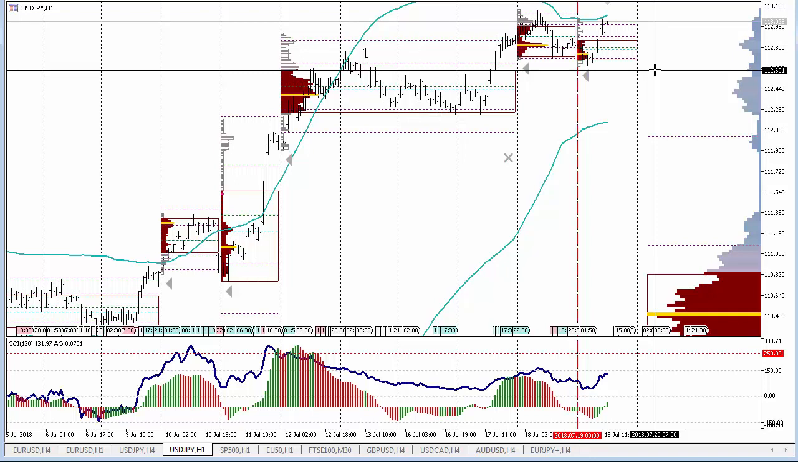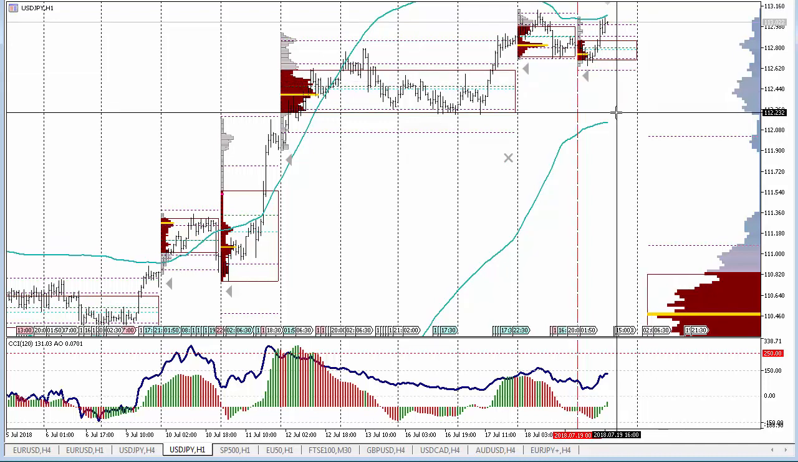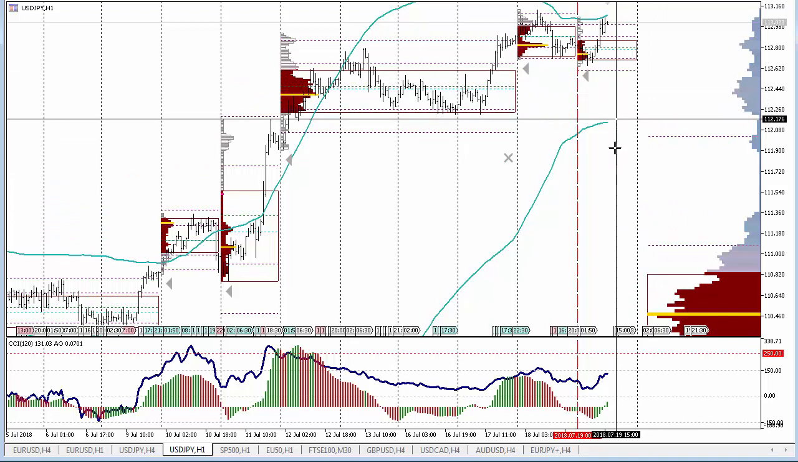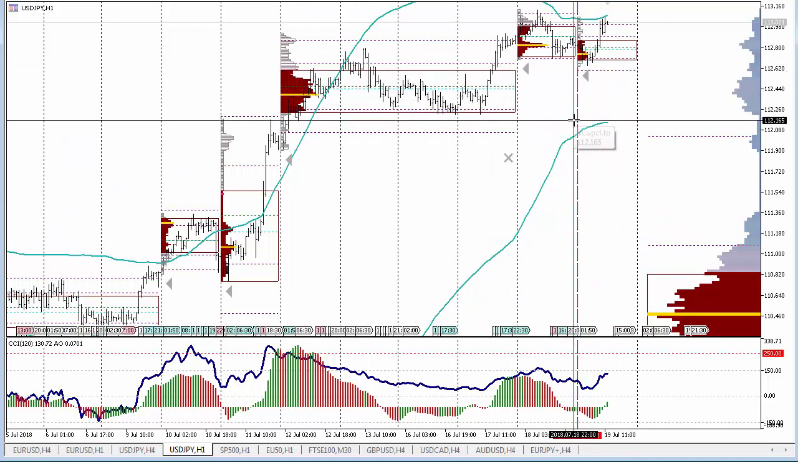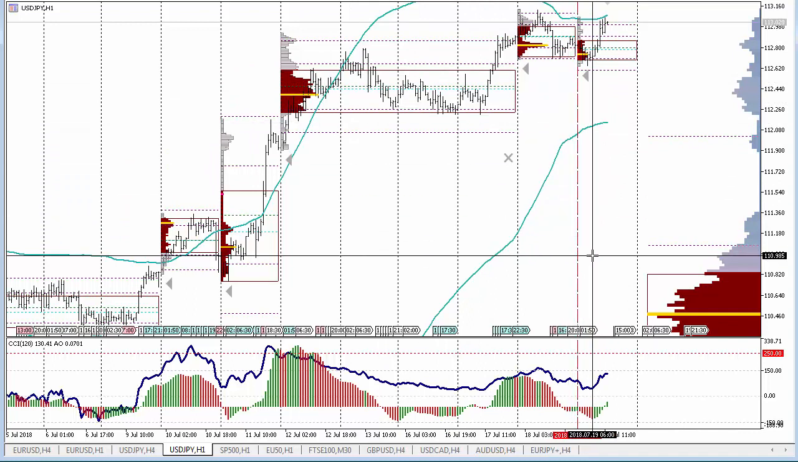112.60. If the price is accepted below this level, it means that the sellers are taking control again, and I will be looking for opportunities. If I'm a little bit more conservative, I will be looking for a move below 112.20 to completely take out this high volume node here. So this is how we approach the markets.